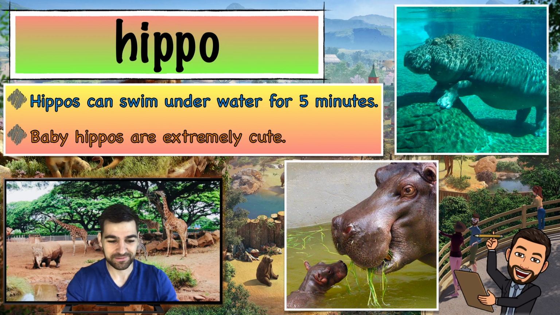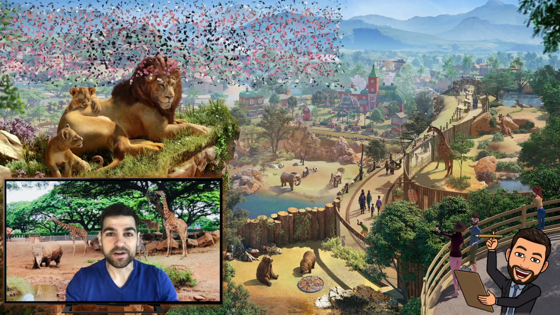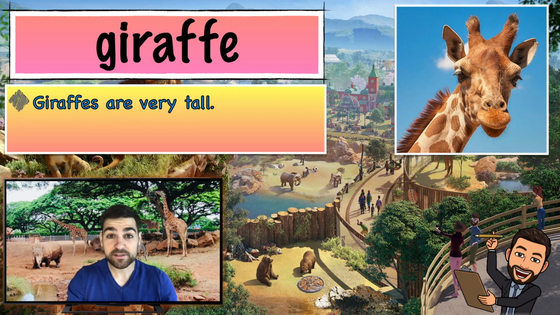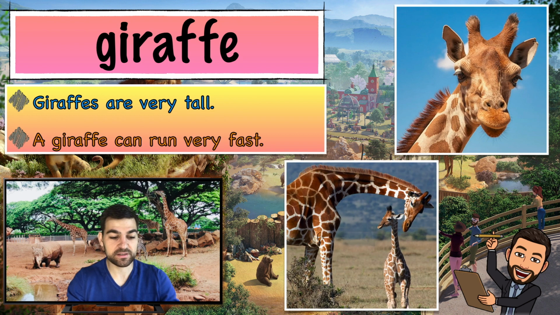It's so cute. Our next animal today is the giraffe. A lot of people also love giraffes because they are very tall. And that's the sentence. Giraffes are very tall. Did you know that the giraffe is the tallest animal that exists today? Now, our second sentence, a giraffe can run very fast.